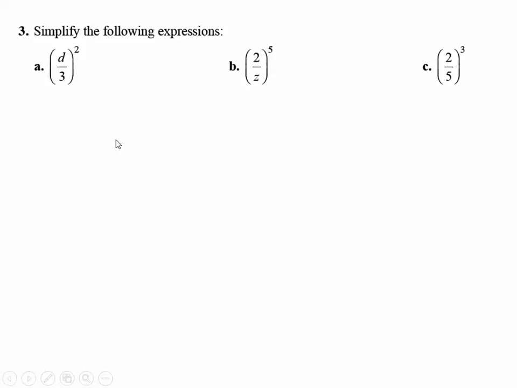Alright, I'm going to go for it here. So for the first one, I have d squared over 3 to the second, and I can simplify that down a little more, just to a 9 here. So how about d squared over 9?